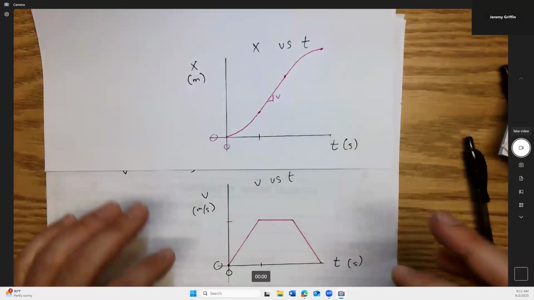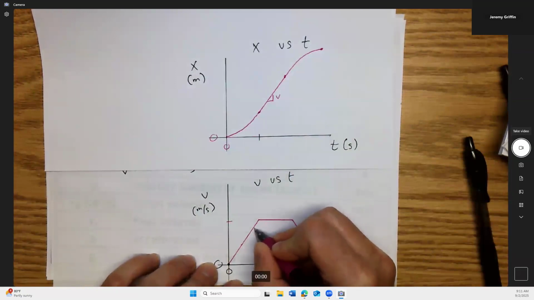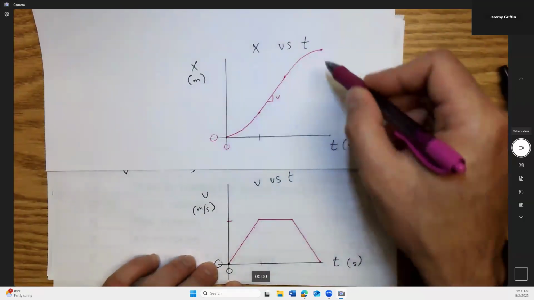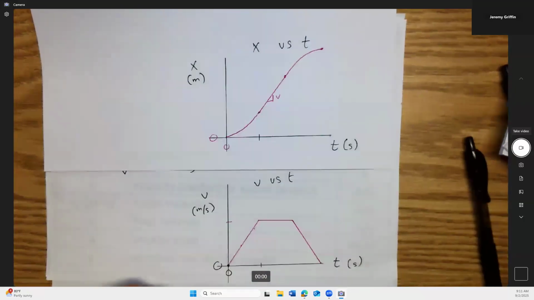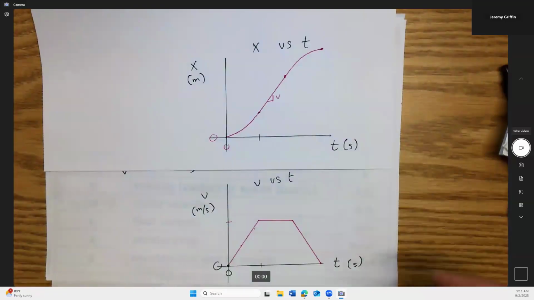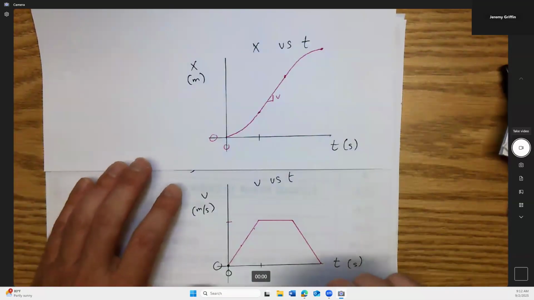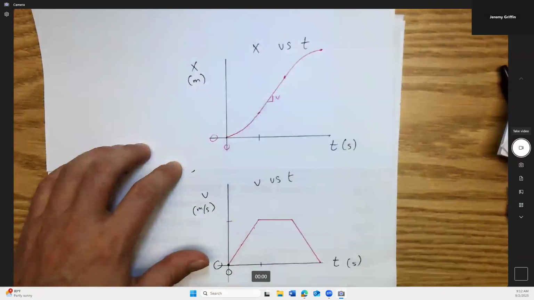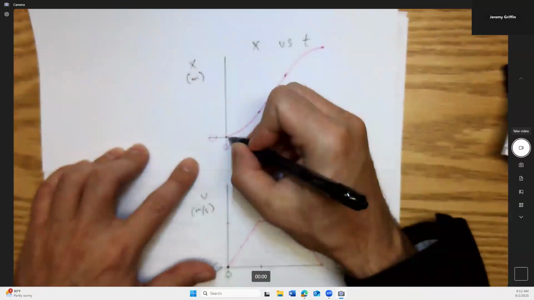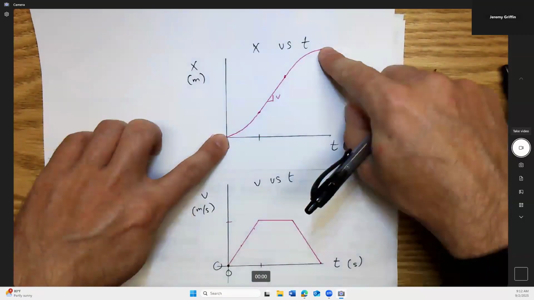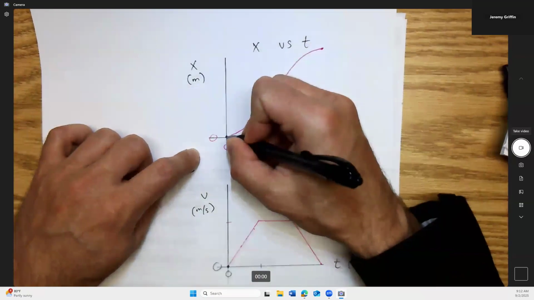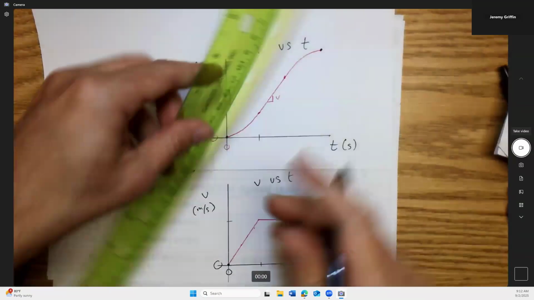Now, any one of these coordinates represents an instantaneous value. So this bottom graph shows instantaneous velocities, and this top graph shows instantaneous displacements or positions. But if you ever get a question like, what is the average velocity from beginning to end? I said average velocity, so I'm going to look at the position versus time graph. Go from the beginning to the end and just take the slope.